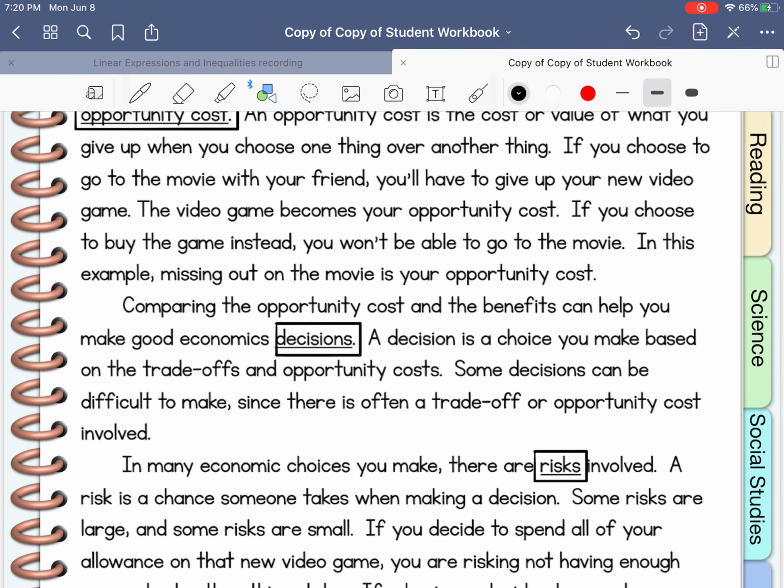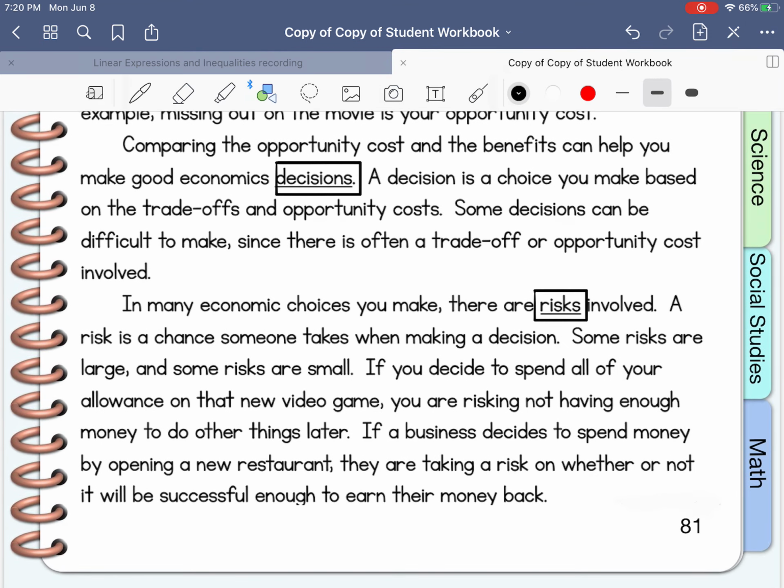Comparing the opportunity cost and the benefits can help you make good economic decisions. A decision is a choice you make based on the trade-offs and opportunity costs. Some decisions can be difficult to make, since there is often a trade-off or opportunity cost involved. In many economic choices you make, there are risks involved. A risk is a chance someone takes when making a decision. Some risks are large, and some risks are small.